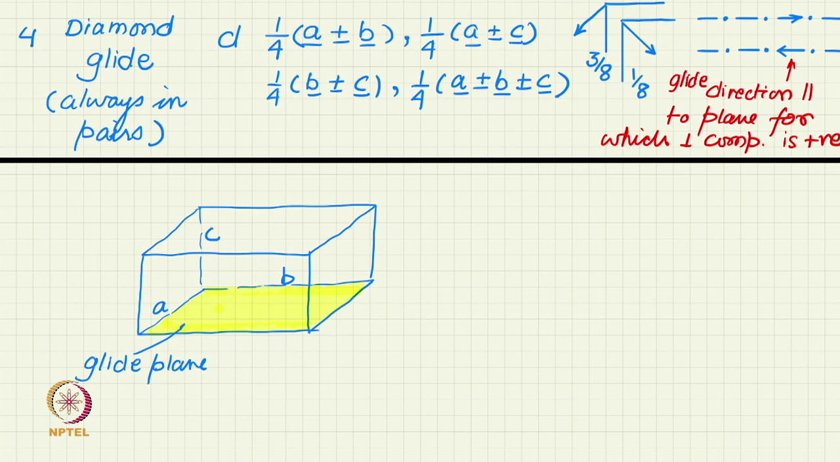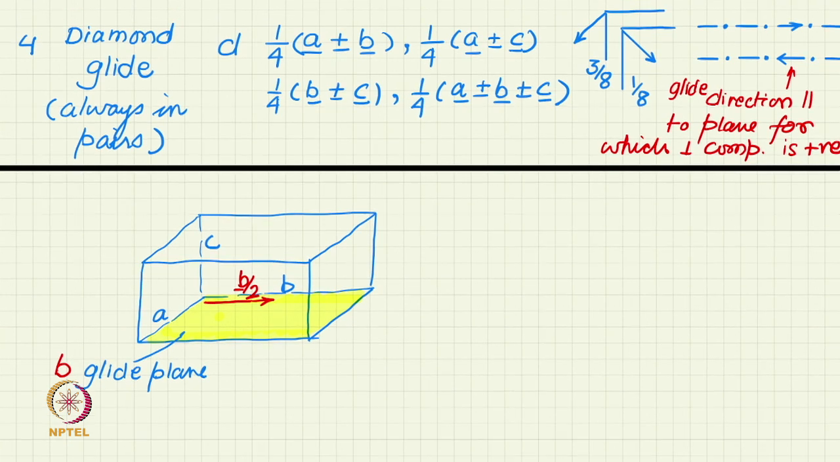So, the glide vector is B, and it is a B glide. So, let us call it B glide. That means that the glide translation vector is B by 2 in that direction. Which means if I have an object here in the unit cell, some atom or some motif, it will be translated by B by 2 and then it will be reflected into the plane to go below the plane.